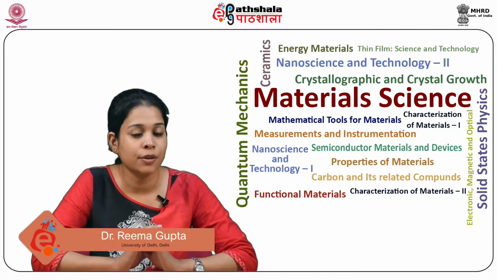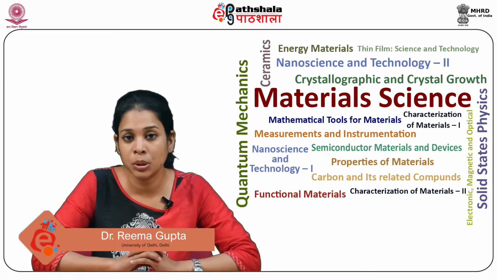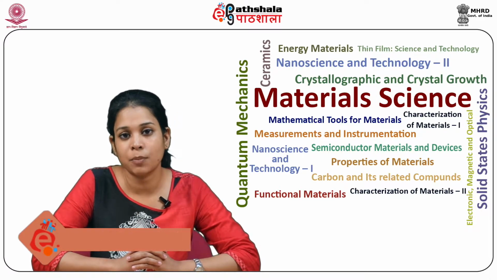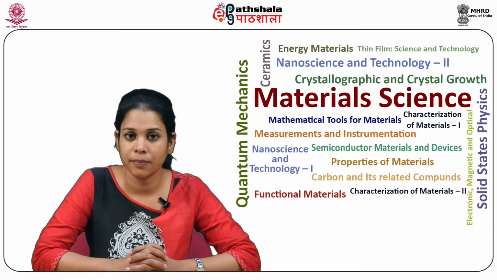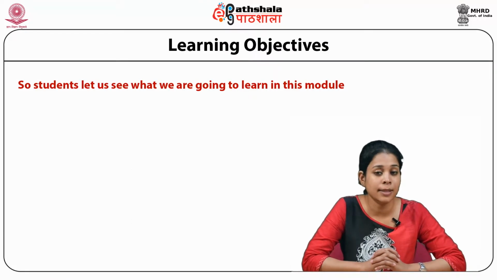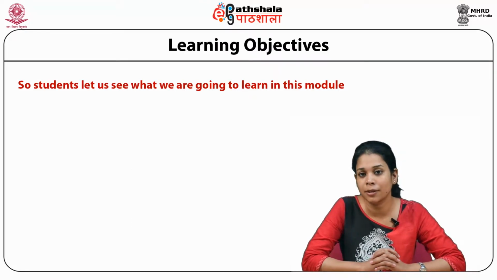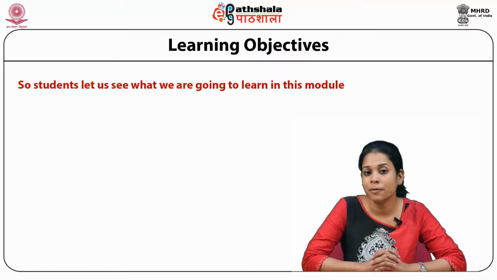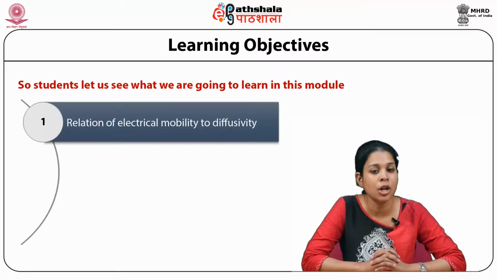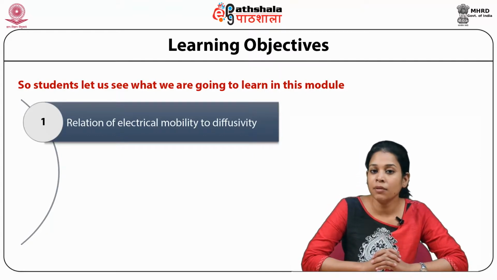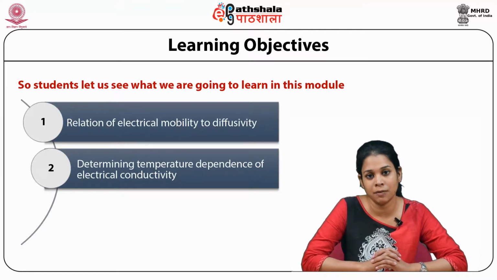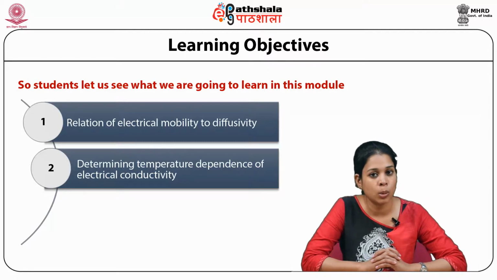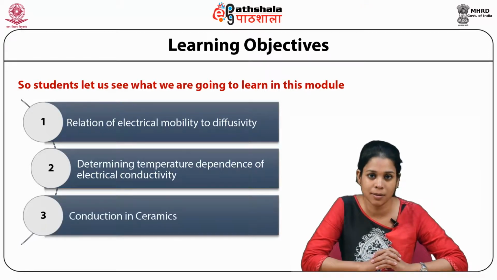So today we are going to discuss the module Electrical and Magnetic Properties Part 2 from the paper Ceramics. Students, let us see what we are going to learn in this module. We will be learning about the relation of electrical mobility to diffusivity. Then we will be determining the temperature dependence of electrical conductivity and discussing conduction in ceramics.